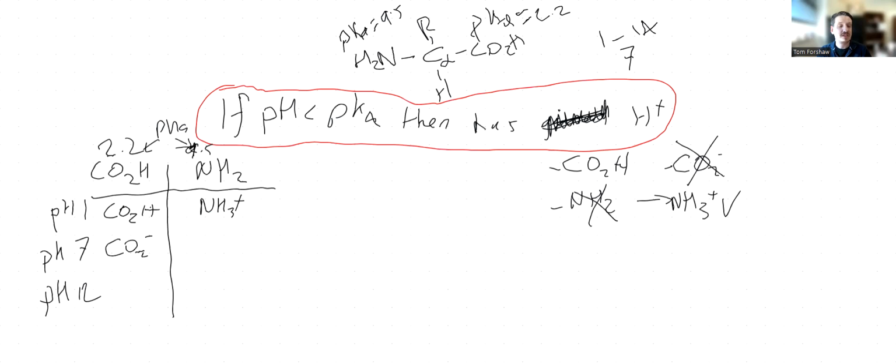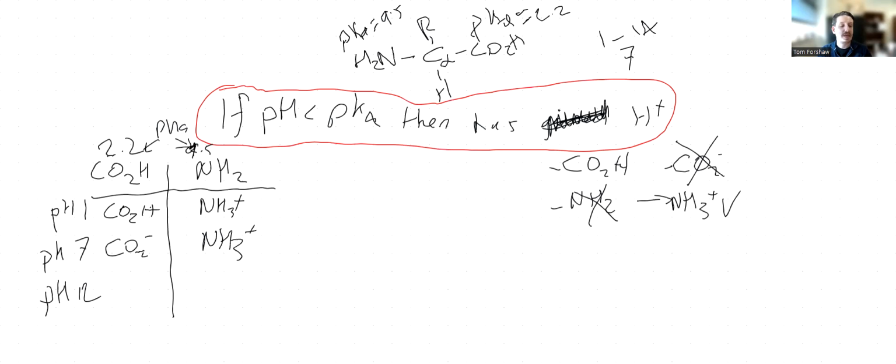Likewise here, is 9.5, 9.5 and 7. If pH is less than pKa, is 7 less than 9.5? Yes. That means that it has H plus, so it'll be NH3 plus.